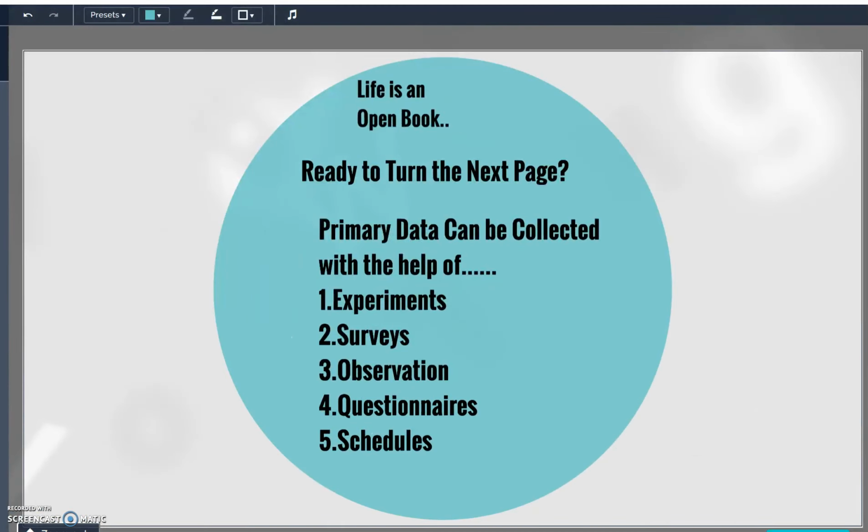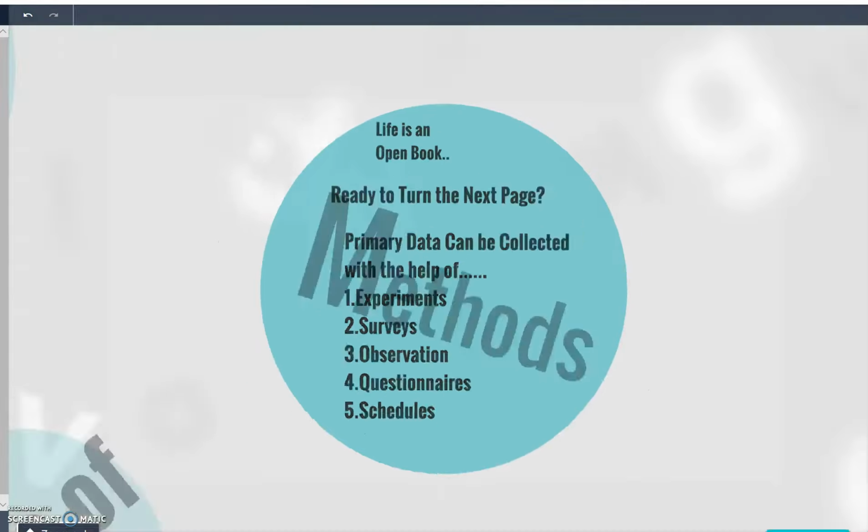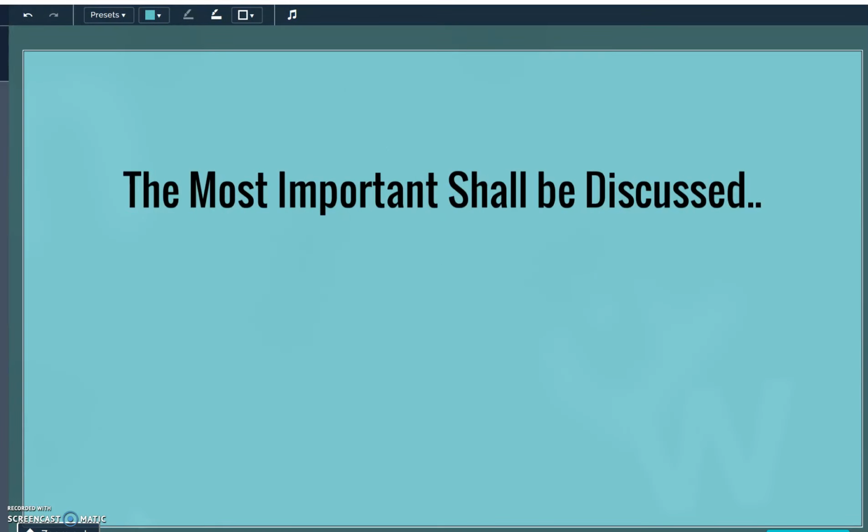Let's move on with our discussion here. Now, initially, I'm going to teach you primary data, how it can be collected. There are several methods of collecting primary data. Some of the important methods involve experiments, surveys, observations, questionnaires, and schedules. Yes, the most important ones shall be discussed here.